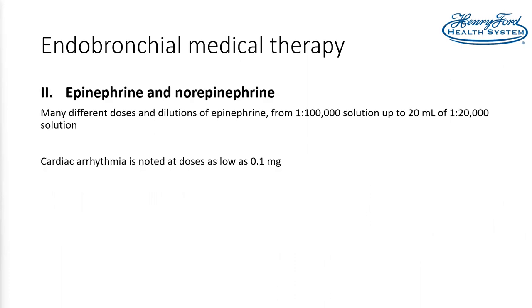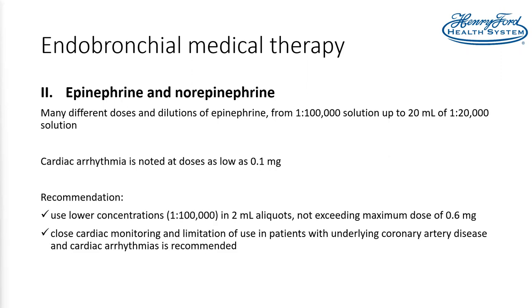Other options are epinephrine and norepinephrine. That's also used for endobronchial lesions. We use it a lot in the Bronx suite post-procedurally or for EBBX or TBBX. There are many different doses and dilutions for epinephrine. The main issue is to monitor for side effects, like cardiac arrhythmia. The recommendation is to use lower concentrations, like 1 in 100,000 in 2 mL aliquots, not to exceed 0.6, with cardiac monitoring. And be careful in patients who have any cardiac arrhythmia or CAD.